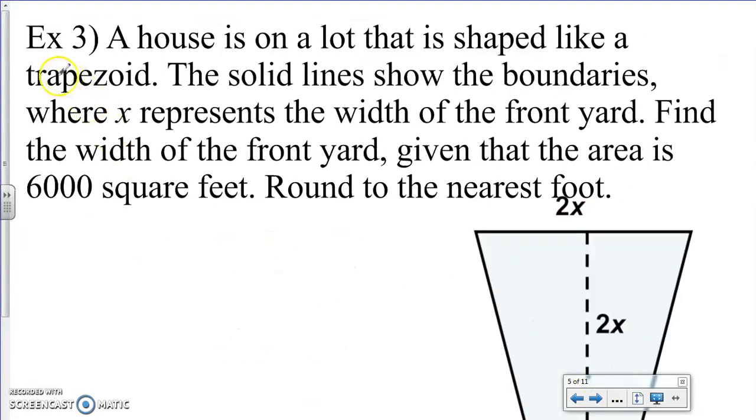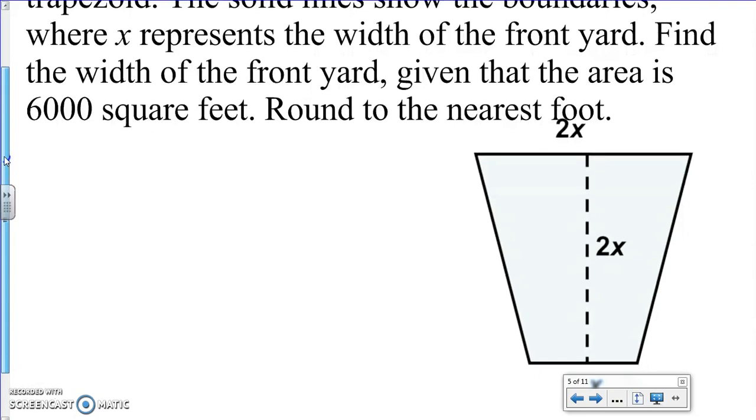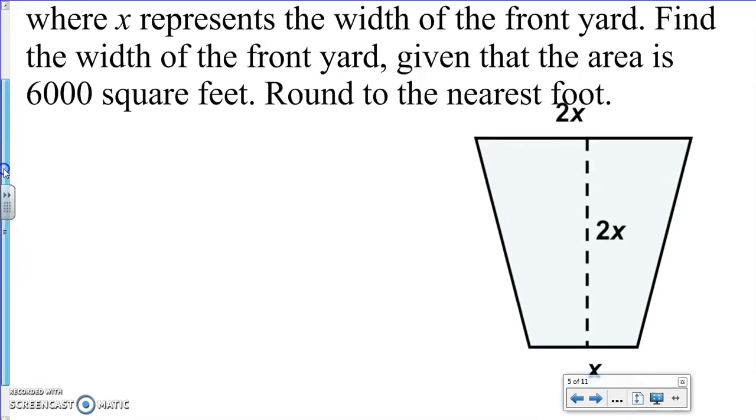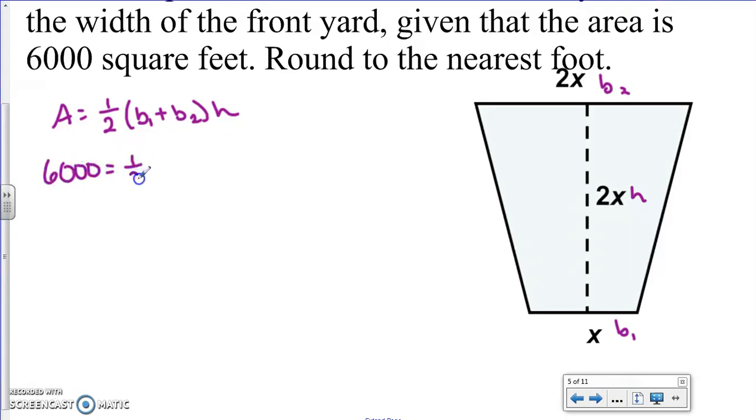Next one. A house is on a lot that is shaped like a trapezoid. The solid lines show the boundaries, where x represents the width of the front yard. Find the width of the front yard, given that the area is 6,000 square feet, rounding to the nearest foot. So the area of a trapezoid is 1/2 of b1 plus b2 times the height. So we're going to label these b1, b2, and height. So plug those in. So the area is 6,000. I'm going to add those two together, so b1 plus b2, I just wrote those backwards, but it doesn't really affect it, times the height.